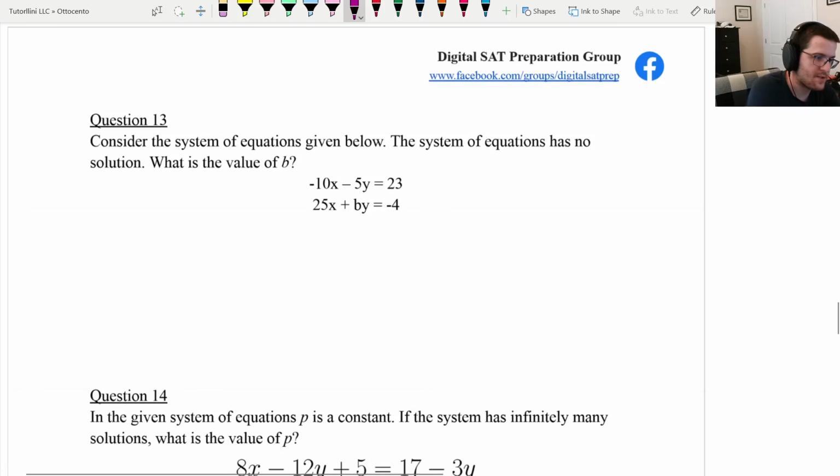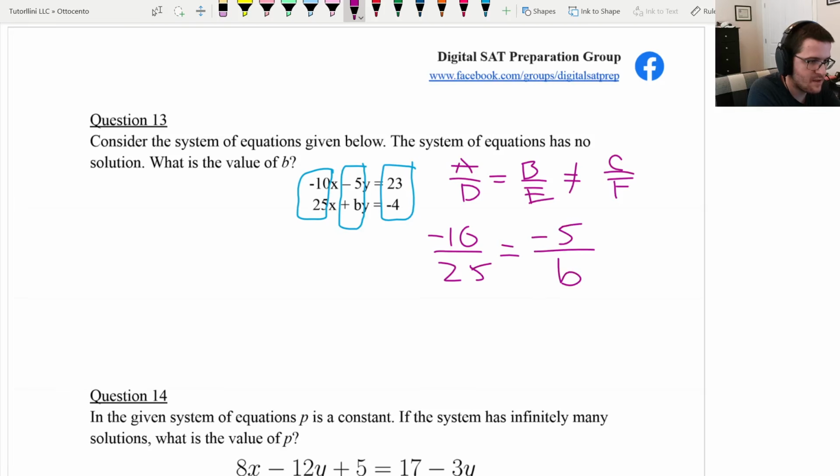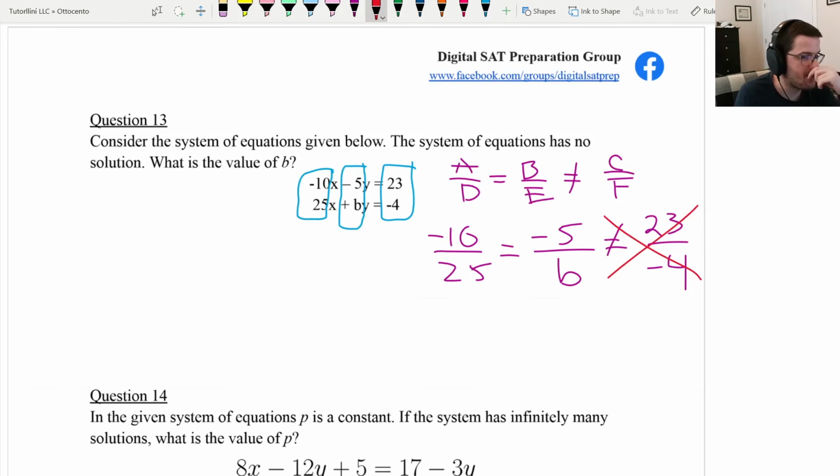Okay, no solution, so that's A over D equals B over E is not equal to C over F. And we're going to just be very careful picking out those constants. Always include the sign. And we're going to put that in. So we're going to do -10 over 25 equals -5 over B, which is not equal to 23 over -4. We don't really care about this one because we're trying to find B.